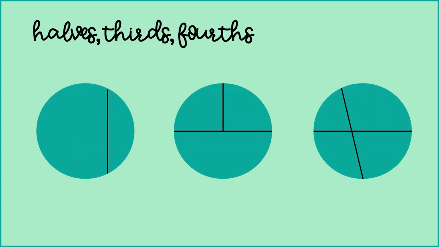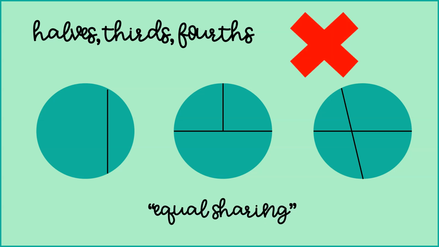When students are thinking about halves, thirds, and fourths, they need to understand that we're talking about equal sharing. So these 3 pictures do not show equal sharing, even though the first one does show 2 parts. It is not halves because they are not 2 equal parts, and so on and so forth. This is a concept that students need to understand, and something that can help them is the use of manipulatives either in the classroom or at home. This is wrong, because it's not equal sharing.